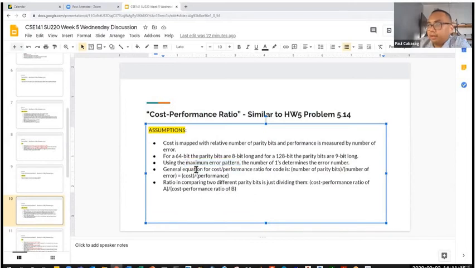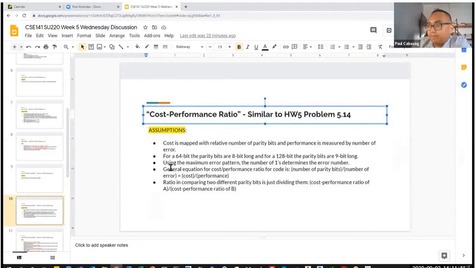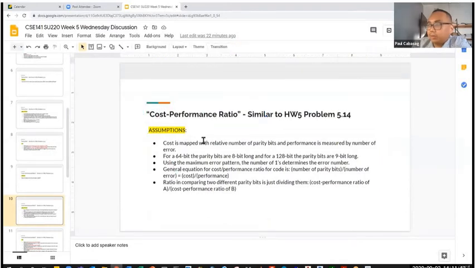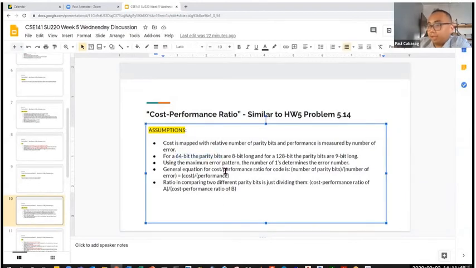So looking at the maximum error pattern, from that, you just count the number of ones, and the number of ones is what determines the error number. If you have 1 0 1 0 1 0 1 0, that's 4. So you just count the number of ones, and for this question, it's asking you to find the cost performance ratio for each one of these, and then find the ratio of that.